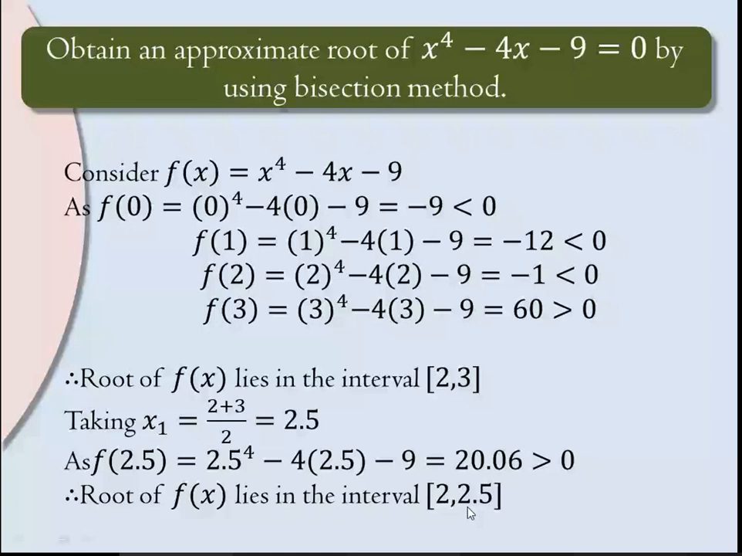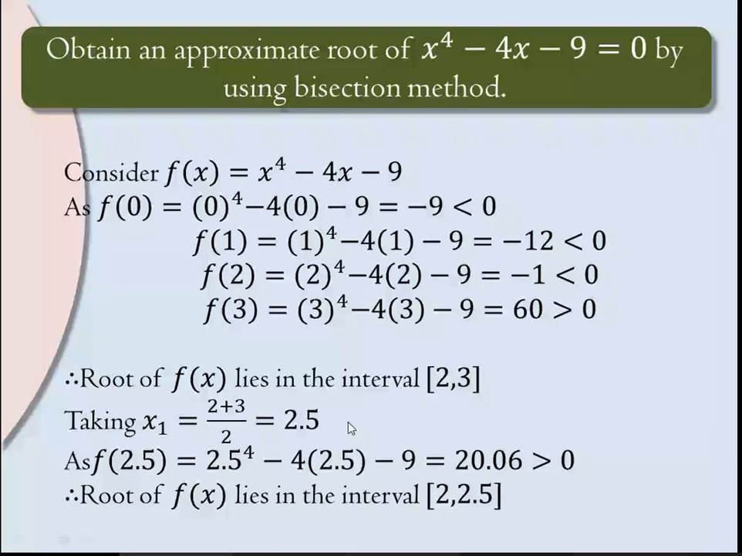How up to what do we have to continue? We have to continue until the successive values of x are matching up to certain digits, up to certain decimal places. Generally, it is asked to solve the problem correct up to 2 decimal places. So where the two decimal places of 2 successive x get matched, then that will be the approximate root. Okay, so we have to continue this.